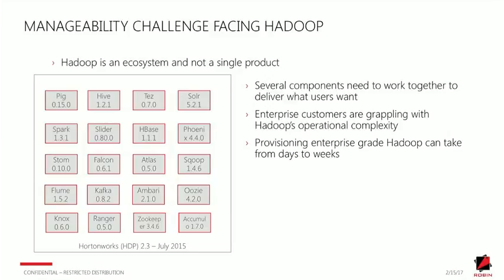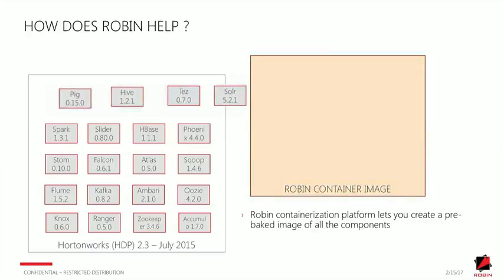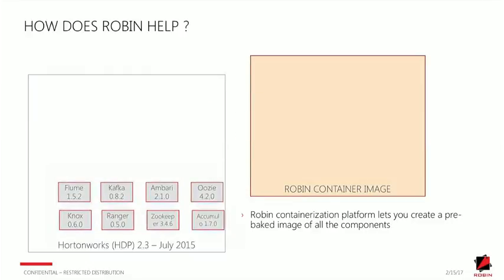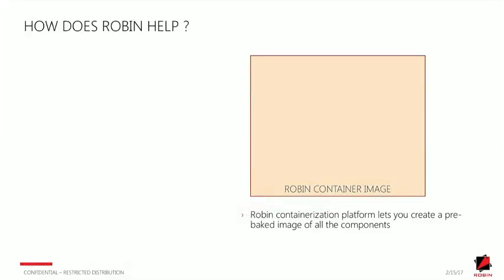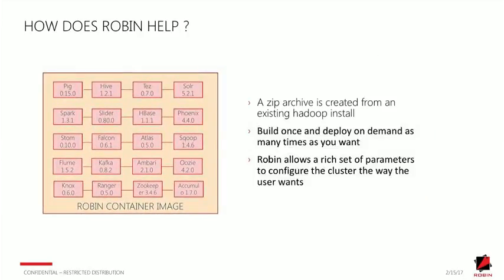So what we do is define the Hadoop configuration in the manifest that I showed in the previous slide, and we allow you to create an entire structure for your Hadoop ecosystem, now Hadoop cluster. We will create a pre-baked image for all the components, and then take each of these different components and put it together in one single Robin container image. That can be a Docker image or an LXC.